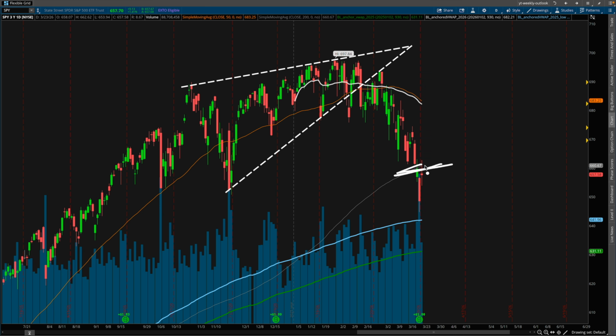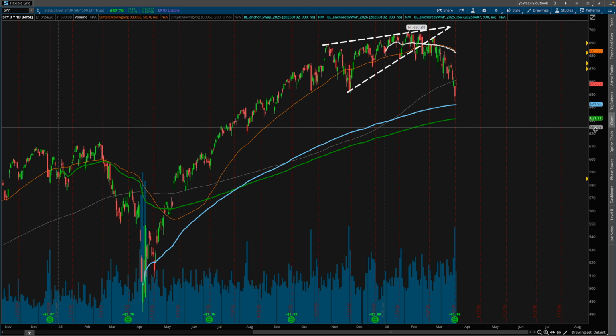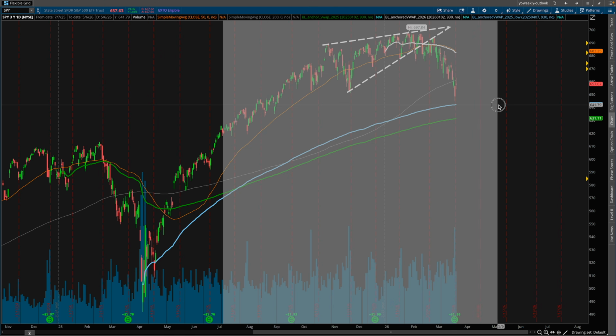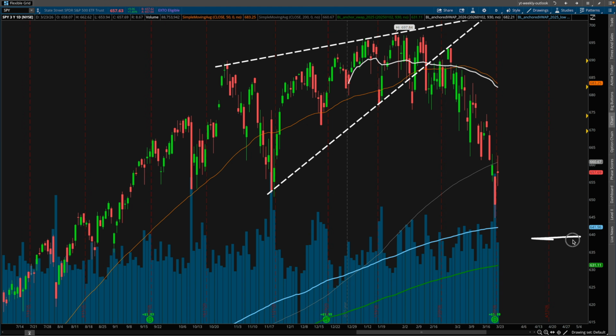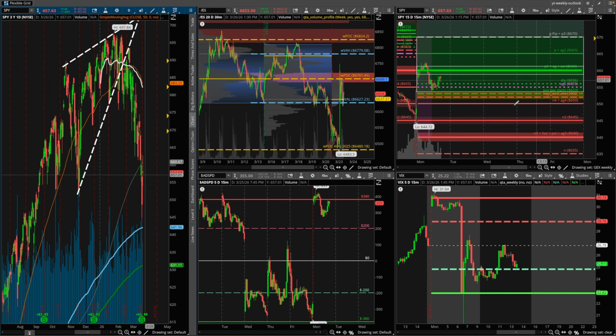We are still below the 200 daily moving average, so that is something to take note of. And we are pretty close at this point to that anchored VWAP that was addressed earlier this year, and it is continuing to be mentioned. So we know 640, we know 642, we know this area is interesting for the buyers of the markets.